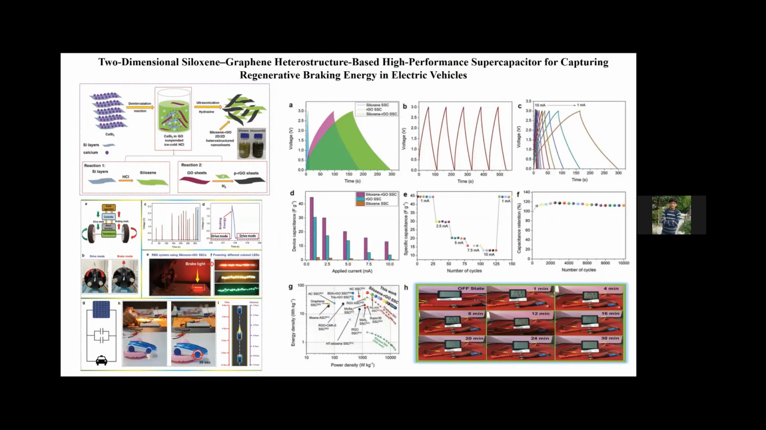This is the prototype, and this is how they make the devices. First, they make siloxane graphene heterostructure based devices, and this is their electrochemical performance. As I have already said many times how the material is processed, I will not go through it here, but I will explain the main things.